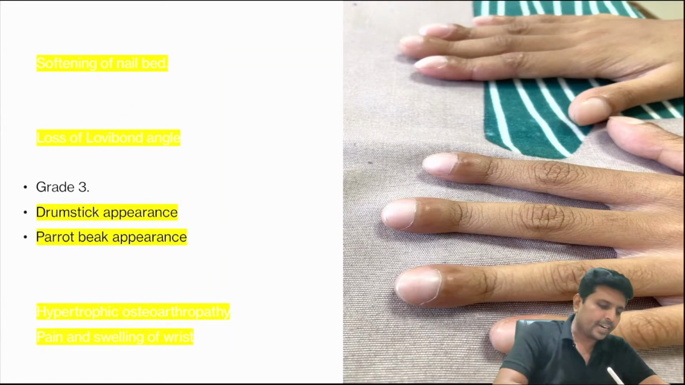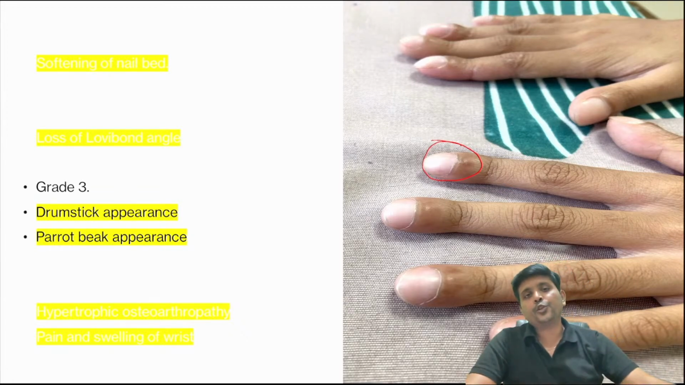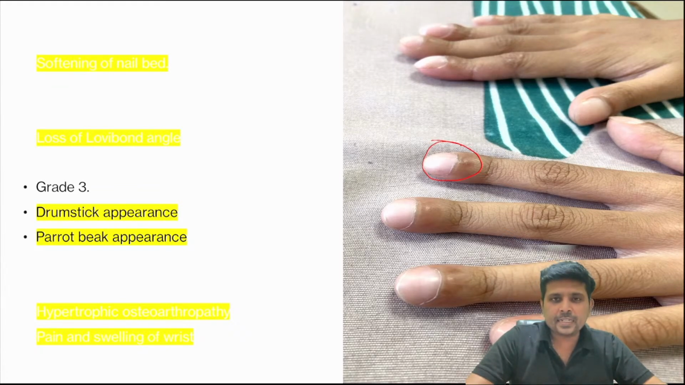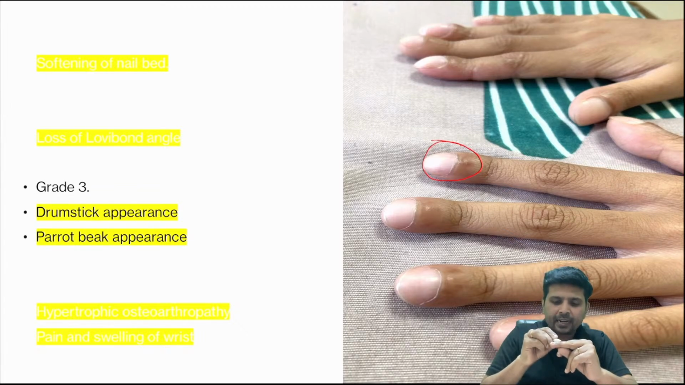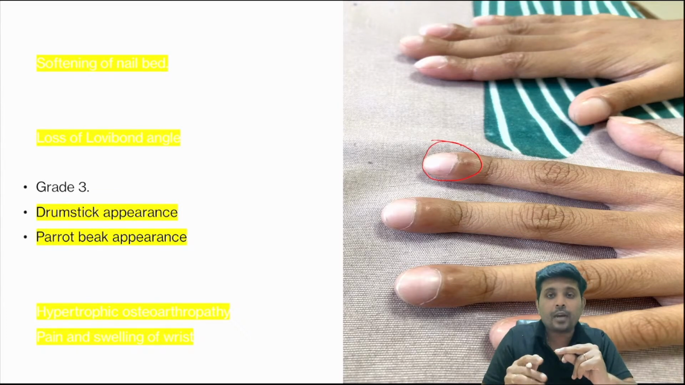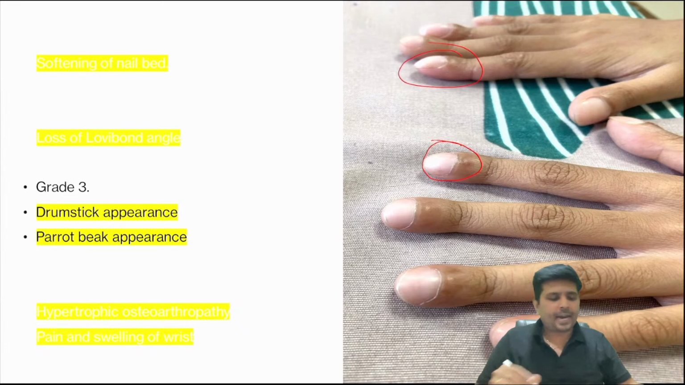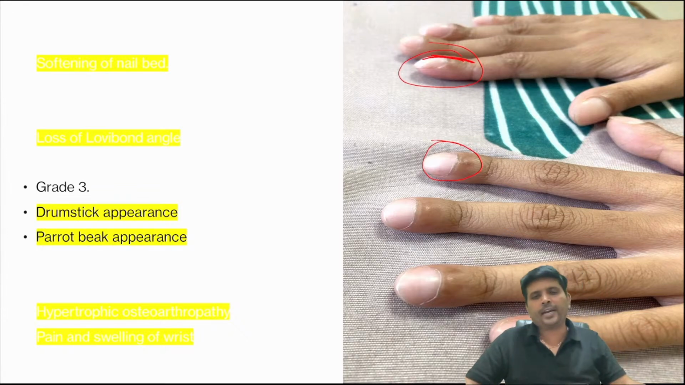Grade 3 is, again, an increase in the soft tissue enlargement of the distal part of the fingers. As a result, the tissue can extend either from here to here or here to here. If it is evolving longitudinally, that is called parrot beak appearance. Look at this finger. This is called parrot beak appearance, an increase in the soft tissue in the longitudinal manner.